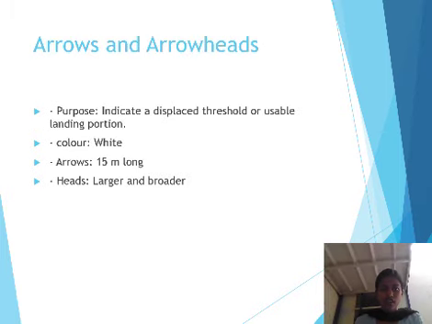And next goes to arrows and arrowheads. Arrows and arrowheads indicate the landing portions. They are displayed only for landing, not for takeoff. The color is white, the arrow is 15 meter long, and the head is large and broader.